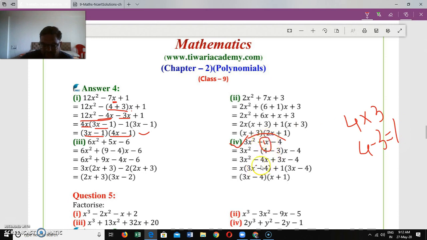So we'll write minus 4x and plus 3x. We'll write the minus sign with the bigger term, so we can get minus 1 as the middle term. So we'll take out common x here, so 3x minus 4 is left. Similarly here 1 common, so 3x minus 4 is left. Since 3x minus 4 is twice, we'll write it once. And what is outside the bracket will be x plus 1, one time.